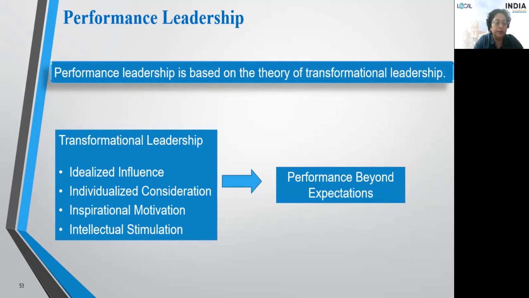Transformational leadership typically performs four distinct behaviors, also known as the 4 I's: idealized influence, individualized consideration, inspirational motivation, and intellectual stimulation. Transformational leadership enhances the motivation, morale, and job performance of the followers.